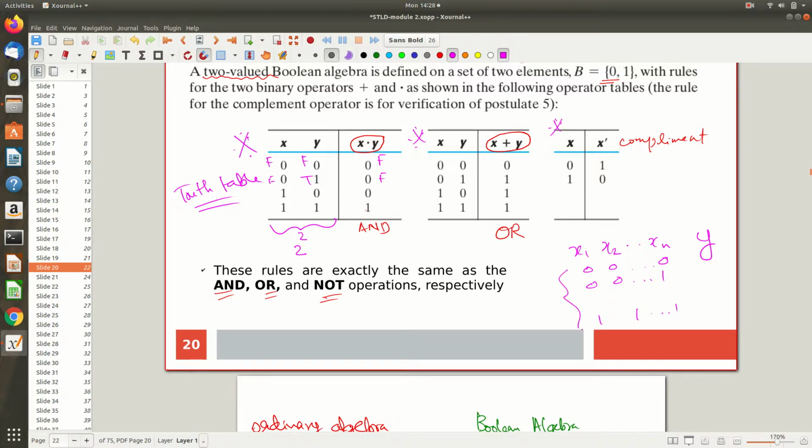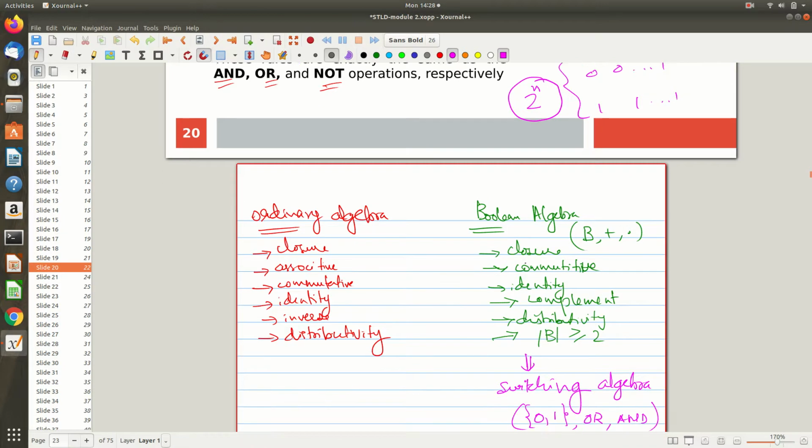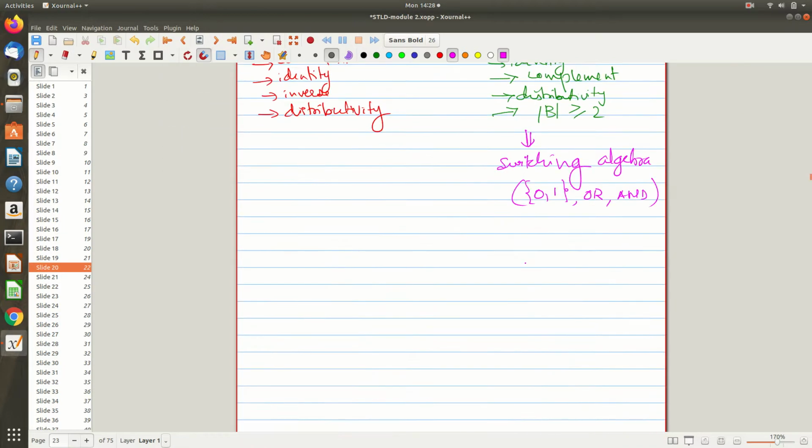So how many such possibilities are there? x1 can assume 2 values, x2 can assume 2 values, etc. xn can also assume 2 values. So 2 into 2 into n times will be 2 power n. In a truth table you can see all the 2 power n combinations of the input instances and how the output is related to each particular instance. That is what is shown by the truth table. So as per the truth table, we are defining our switching algebra.